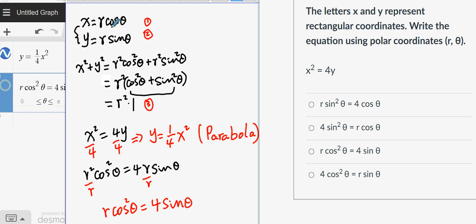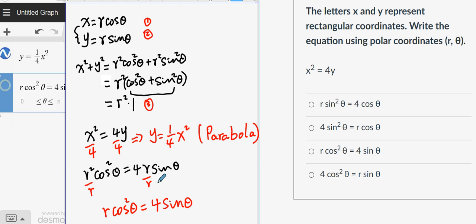x is r cosine theta. We replace this x. Then since x is squared, we have r squared cosine squared theta. When you square x, you want to square both r and cosine theta. And y is r sine theta, so you just need to replace this y with r sine theta.